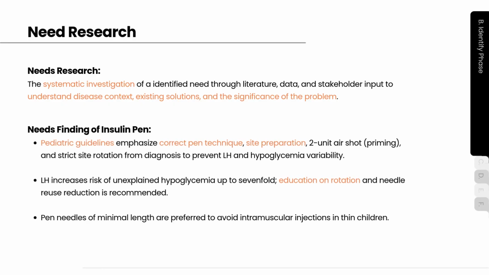For pediatric insulin pens, research shows that clinical guidelines strongly emphasize correct pen technique, including proper priming, site preparation, and strict injection site rotation starting from diagnosis. Studies also show that lipohypertrophy can significantly increase the risk of unexplained hypoglycemia, making education on rotation and needle use essential. In addition, minimal needle lengths are recommended to reduce the risk of intramuscular injection in children.